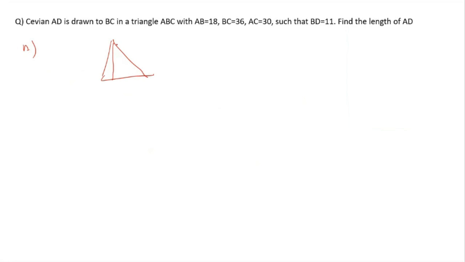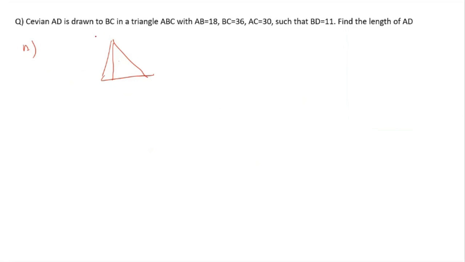Now this may not be a median, may not be an altitude, may not be a perpendicular bisector, angle bisector, anything. Just a random line drawn from a vertex to a side is called a cevian. So all these medians, perpendicular bisectors, altitudes, angle bisectors, all these things are special cases of cevians.